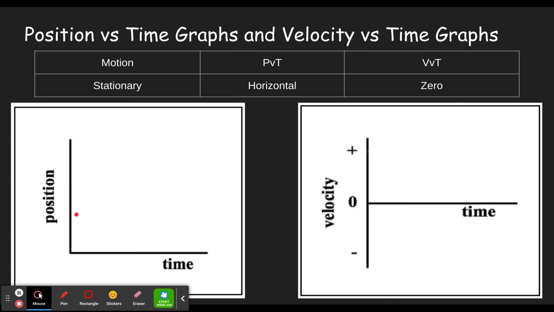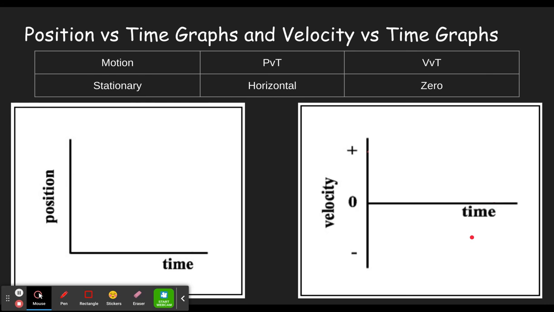One of the keys is recognizing that what's going on at the beginning of the position time graph has to be the same as what's going on at the beginning of the velocity time graph, and what's going on at the end of the time of the position has to be the same as what's going on at the end of the time of the velocity.